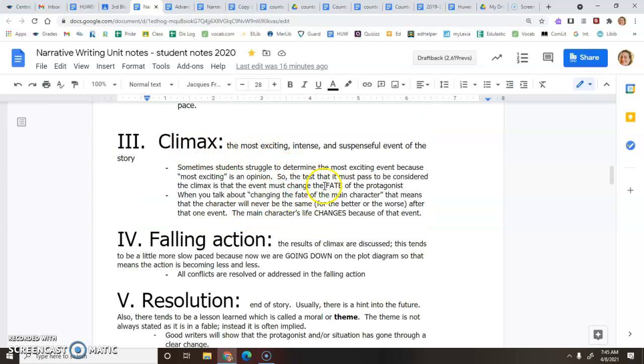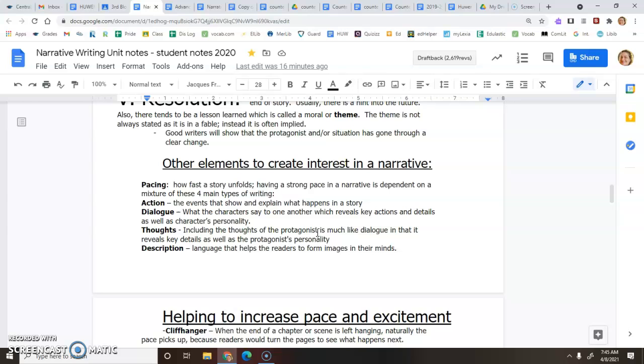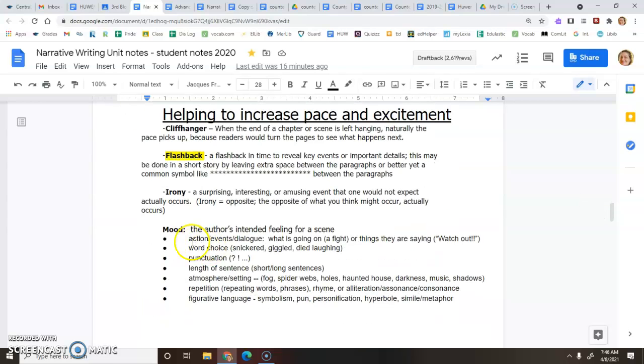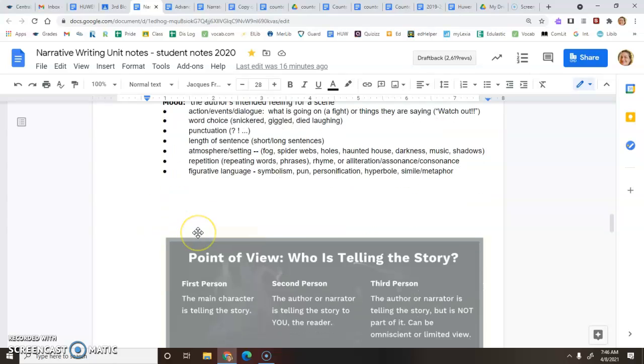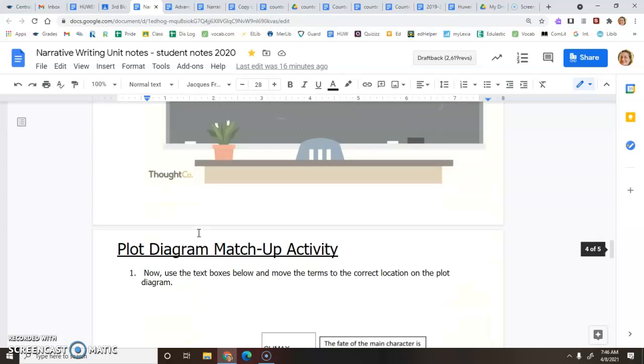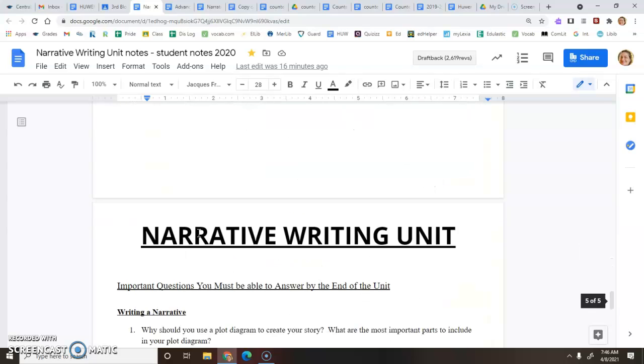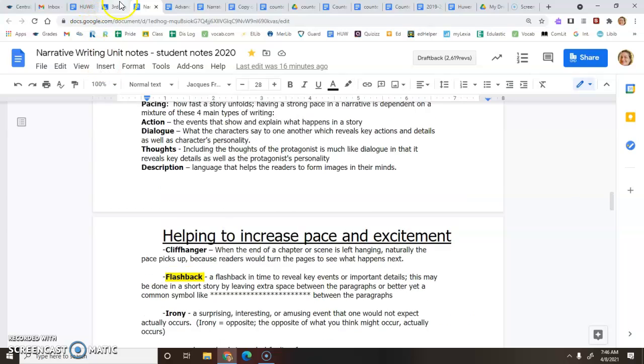Don't forget with climax, it really helps to develop the fate of the protagonist. And it's not just the most exciting part, but it also determines how this protagonist will ultimately live their life or end up, okay? We will be talking about pacing, and there is a review of mood here, but also I'll have that in your notes. I'm sure you're very familiar with point of view. You should not need to do those things, okay?